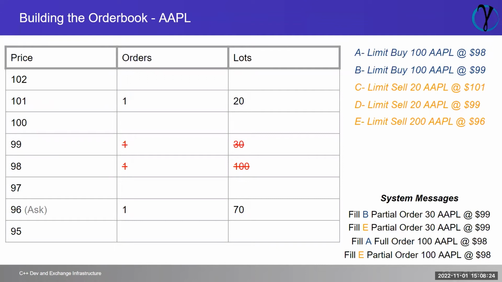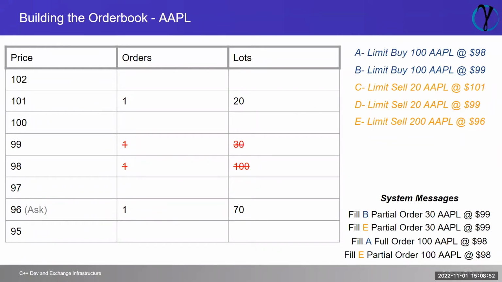We got a limit sell for 200 Apple, so big selling pressure at $96. Someone really doesn't like Apple, okay? Trying to sell for $96, and note that 200 is more than all of the leftover bids combined, and even without the leftovers from before, right? So what happens is it first trades against that 99 price level, okay? We got 1 order there at 30, right? So first trades against that.